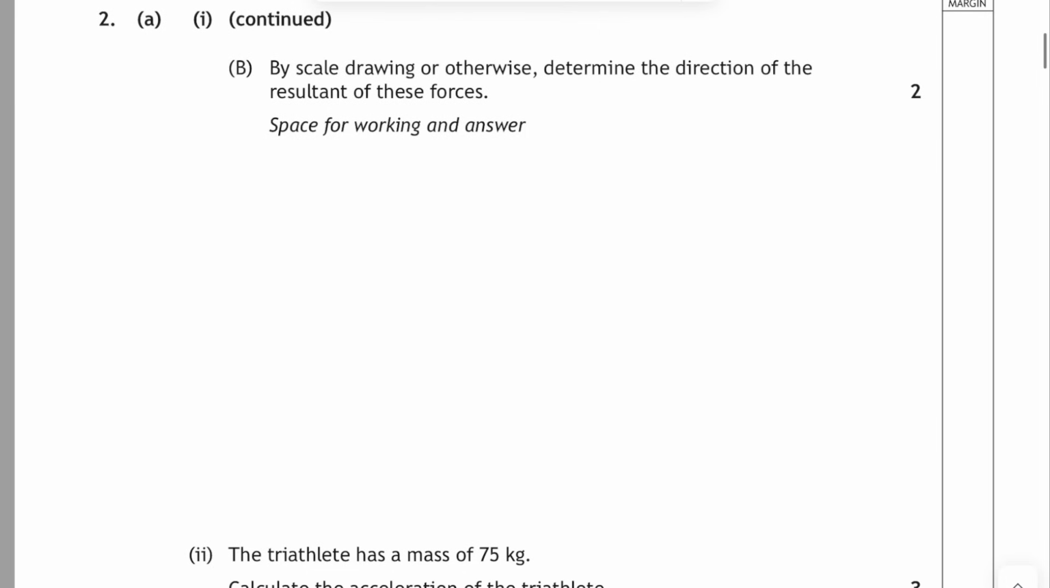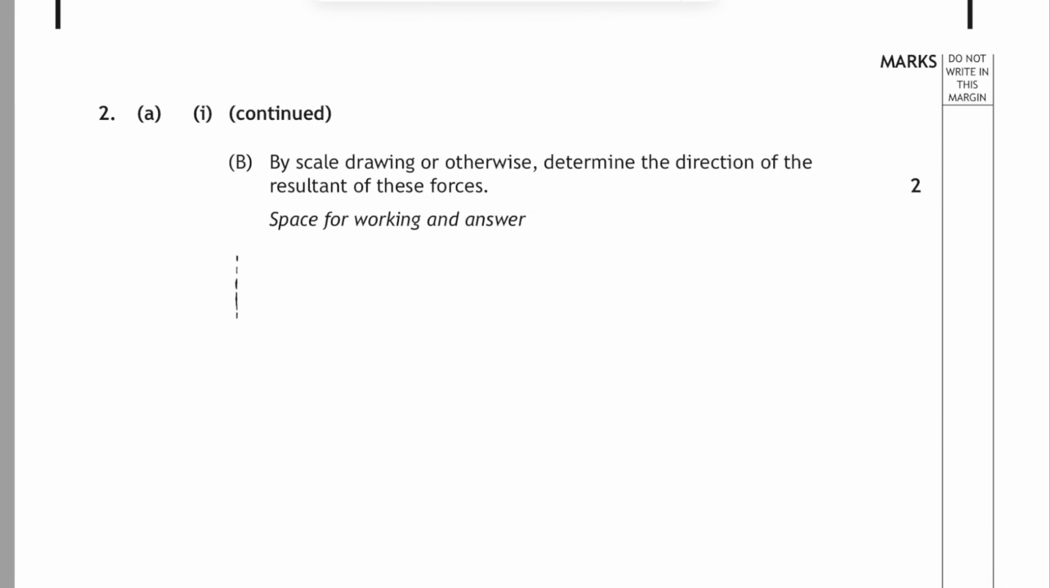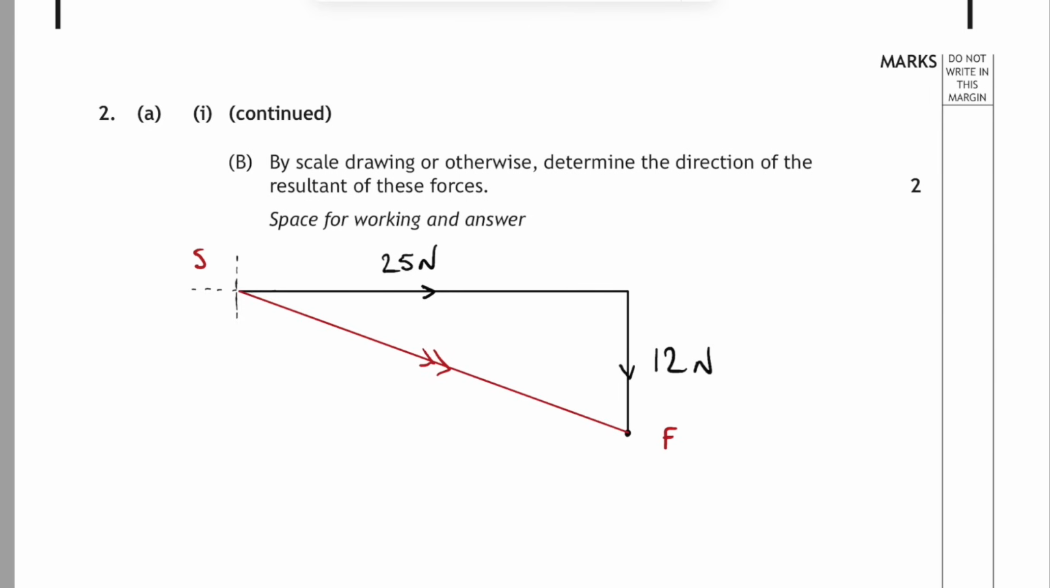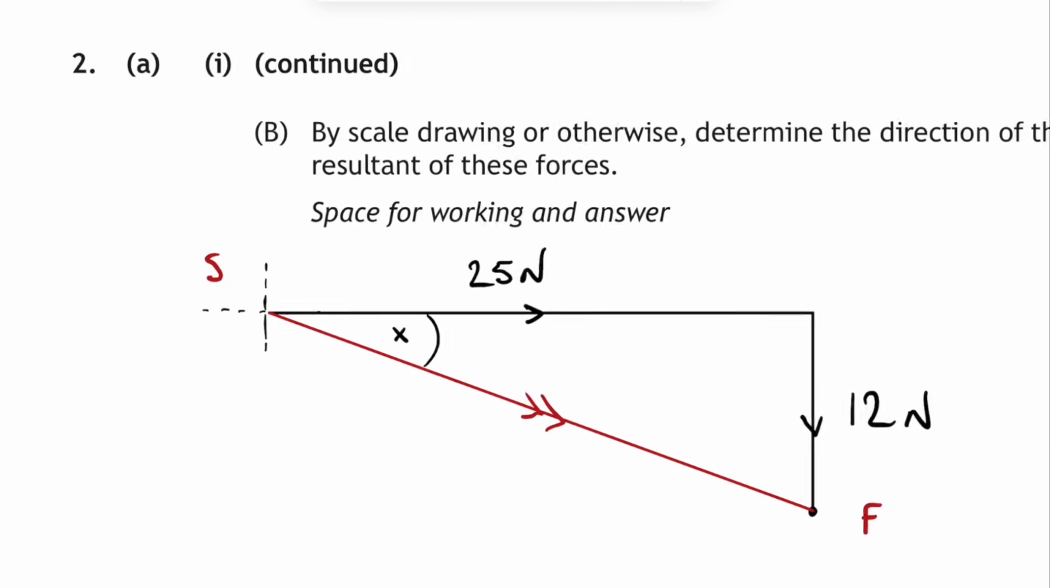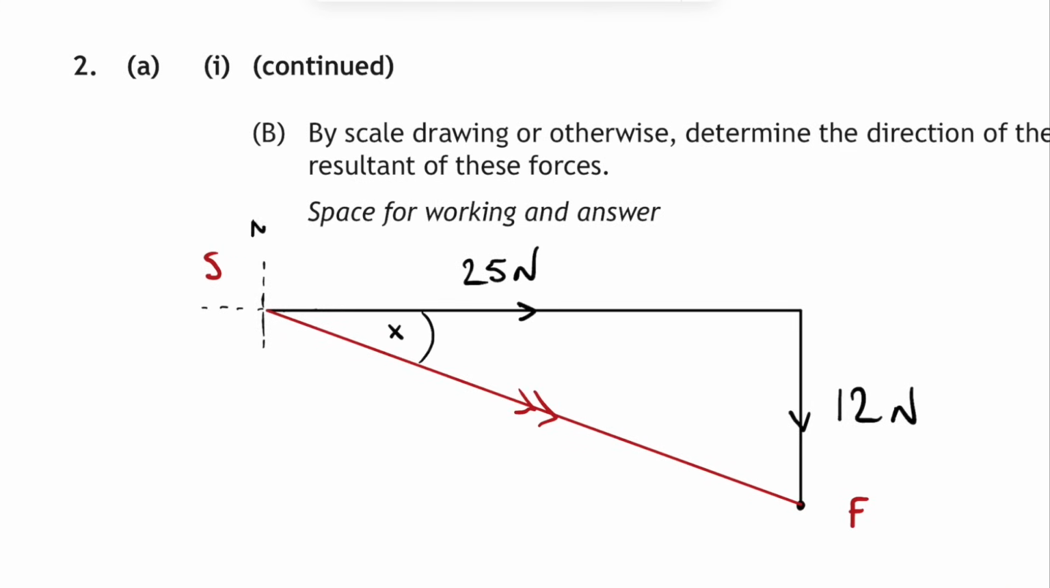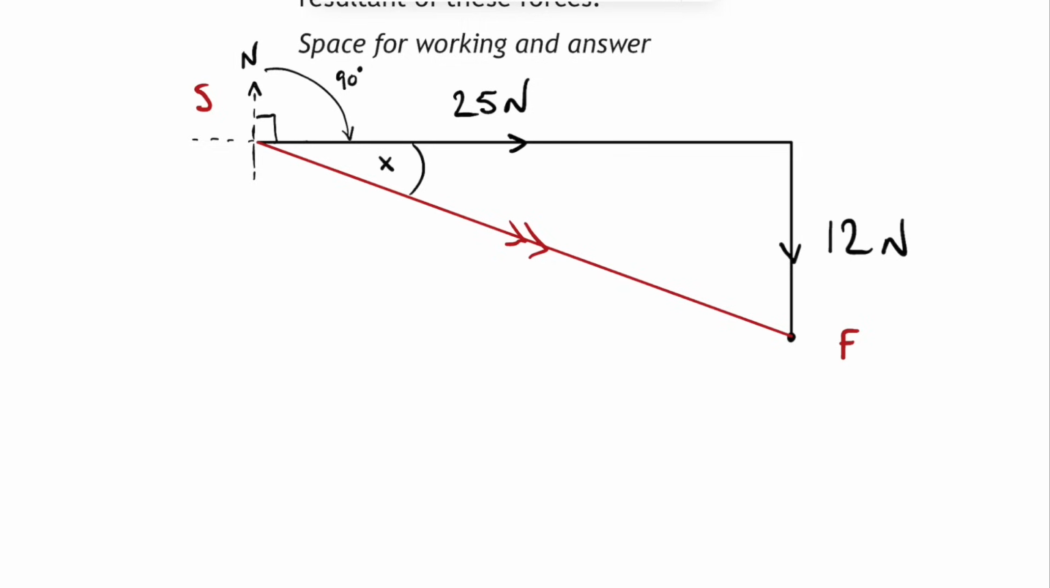Then question 2, part A, part 1, part B. This is by scale diagram or otherwise determine the direction of the resultant of these forces. So I'm going to resketch my diagram again, and we're interested in that little angle there, angle X, because we want the direction from start to finish. Now, if you measure that from north, it's a right angle between north and east, or between north and the 25 newton vector. So if we work out X, we're going to add 90 degrees to it to get the bearing from north. So let's work out X first.